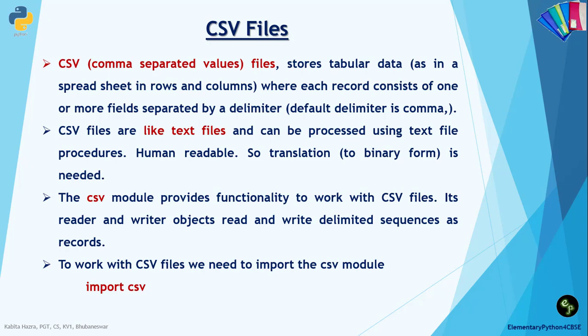CSV files are processed like text files, and they can be processed using the text file procedures. They are human readable. That means once we have created a CSV file and stored some content in it, we can read the content directly, as in the case of a text file. So it requires translation to binary form when file processing is done.